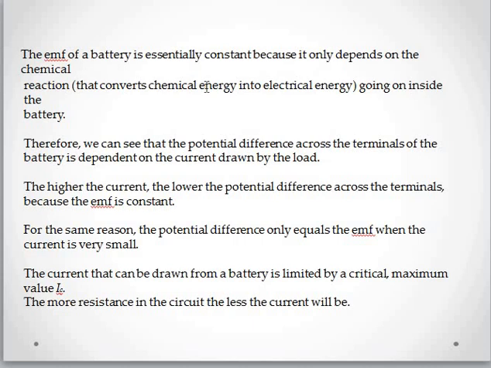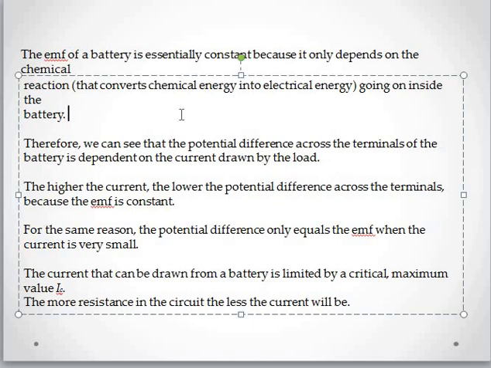Okay, so how does the battery produce the energy? There is a chemical reaction occurring within the battery. So there is a limit, or a constant EMF, that a battery can produce. Having known that, we can now see that the potential difference across the terminals of the battery will depend on the current drawn by the load.